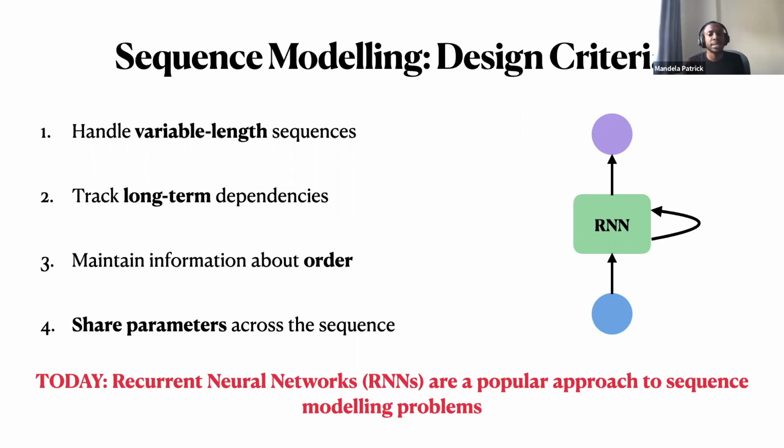We obviously want to maintain some information about the order, because the order of words in a sentence or the order of a sequence is very important. And we want to be able to share the parameters across a sequence to encode the intricacies and the interdependencies between these different words in the sentence. And we have a different type of neural network, which we call a recurrent neural network, which is a popular way of modeling this sort of problem.